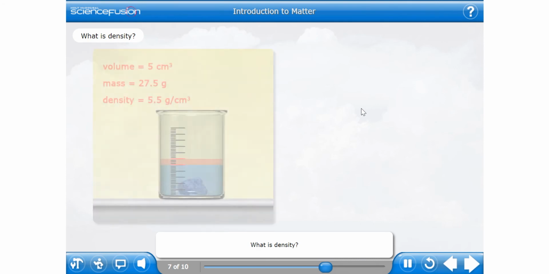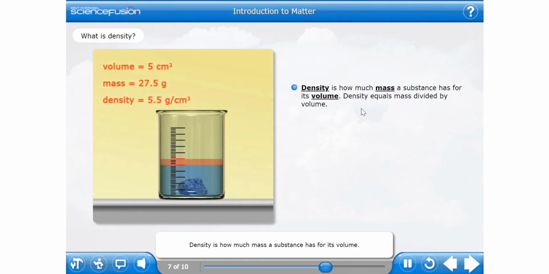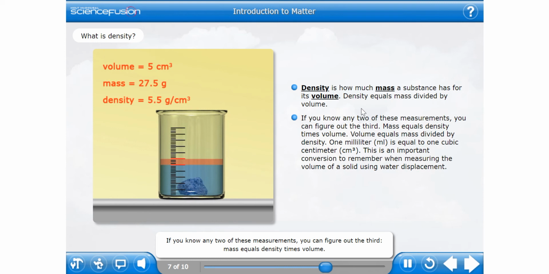What is density? Density is how much mass a substance has for its volume. Density equals mass divided by volume. If you know any two of these measurements, you can figure out the third. Mass equals density times volume. Volume equals mass divided by density.